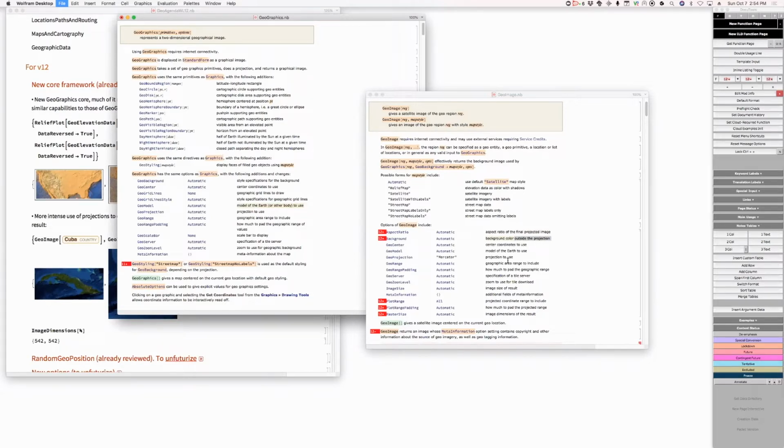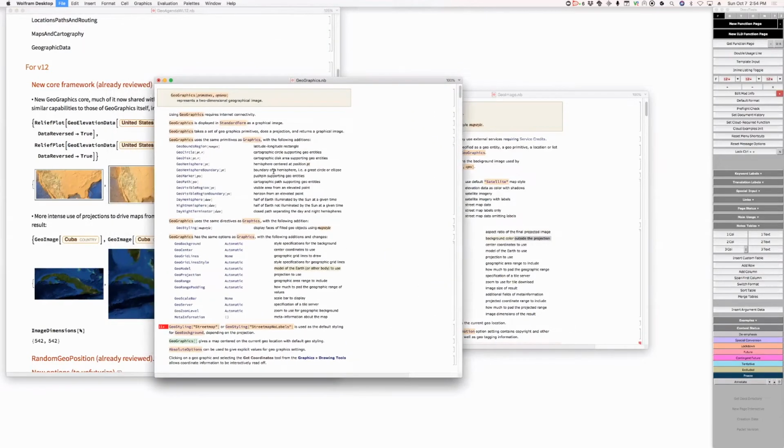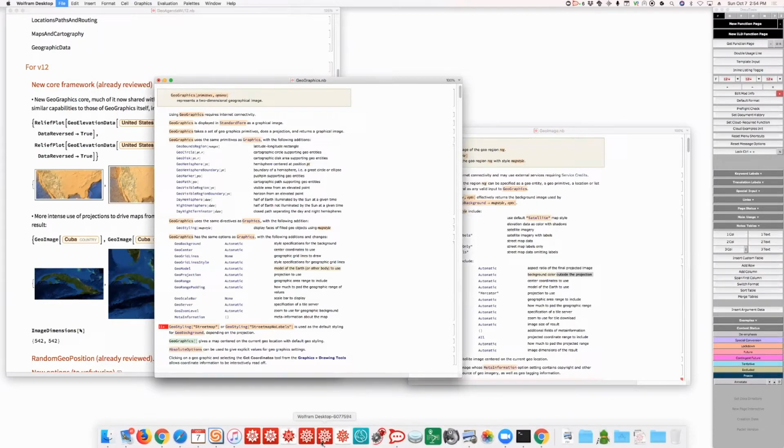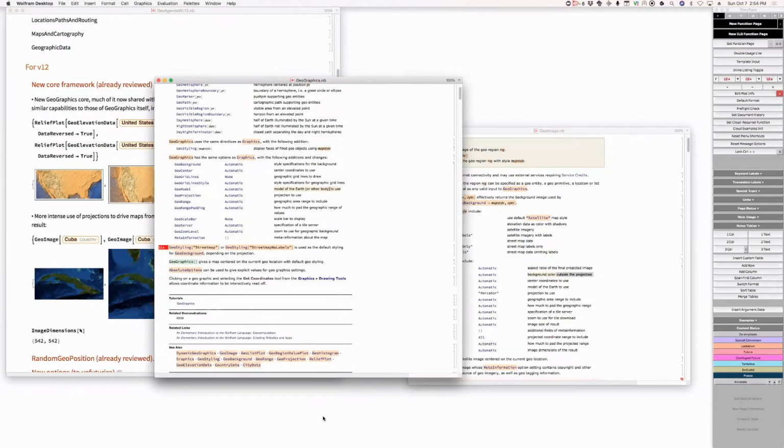GeoElevationData and all the geo plot functions. Why is this hanging here? That's not a good sign. Dear, oh dear, I'm trying to save that file, and this is hanging for some reason. Oh, come on. What is happening here? Well, that's not a good sign. Boom. We will have to check whether this worked correctly.